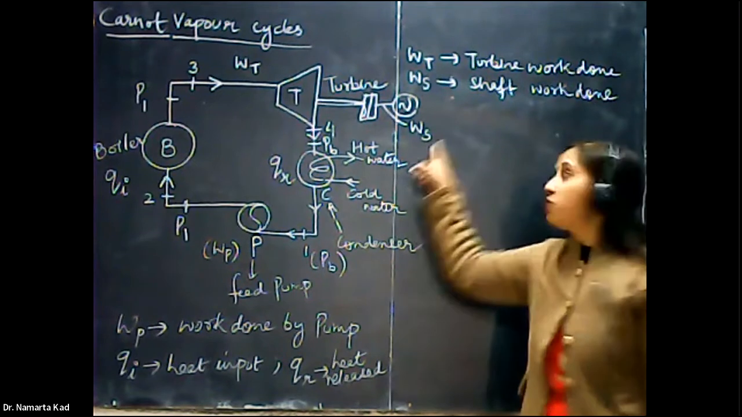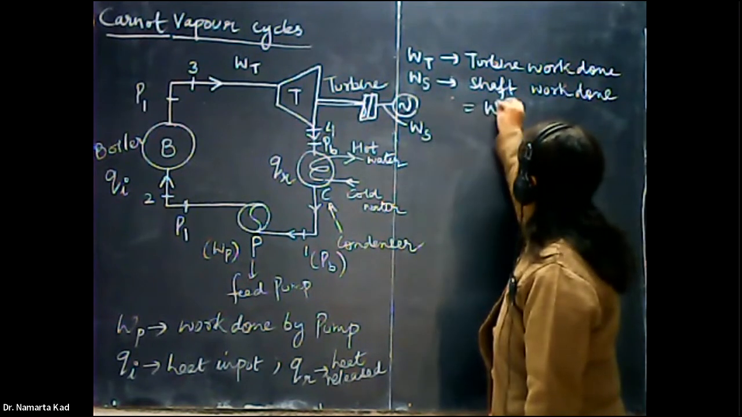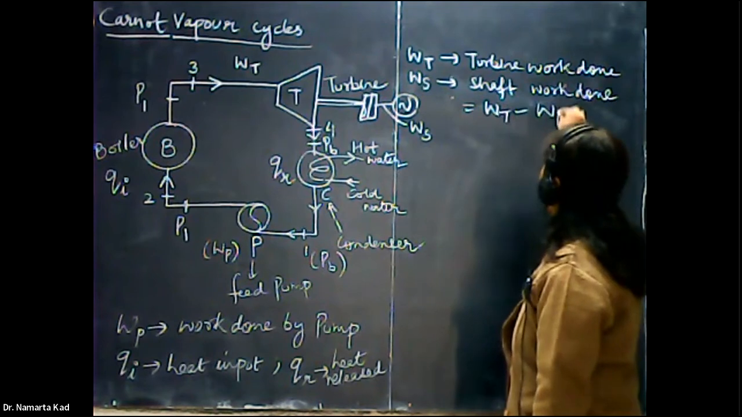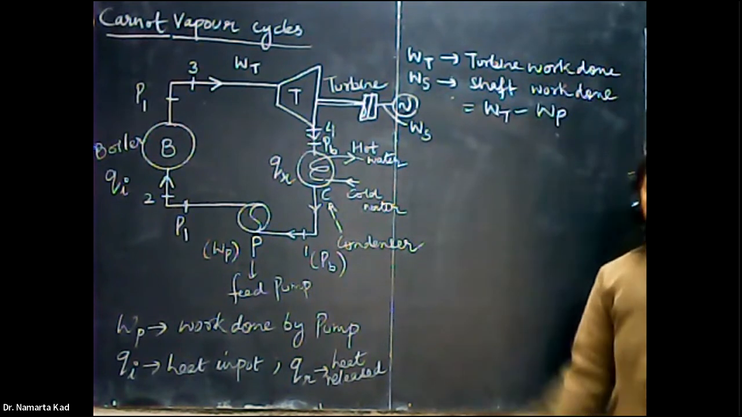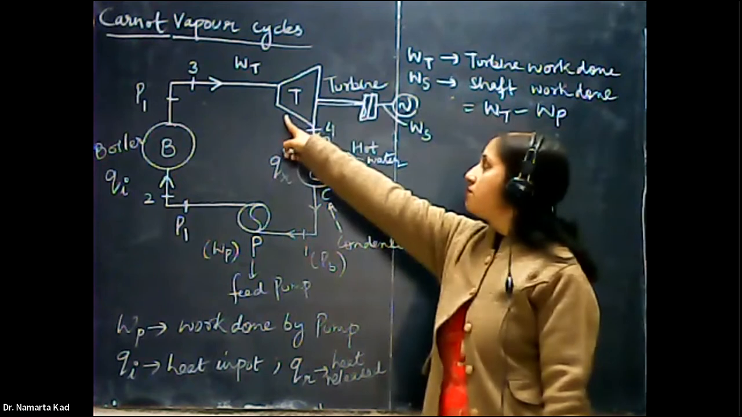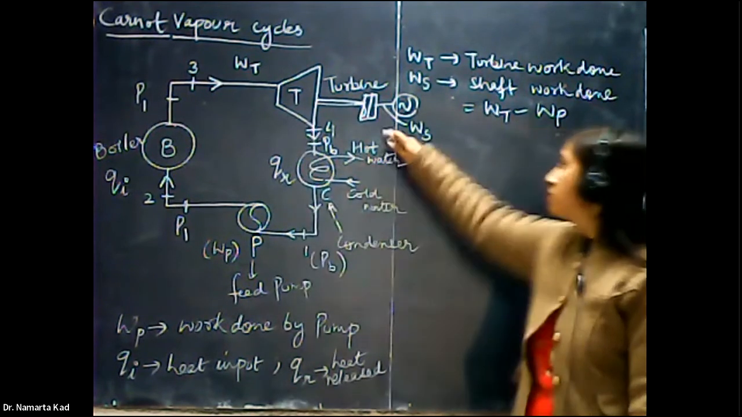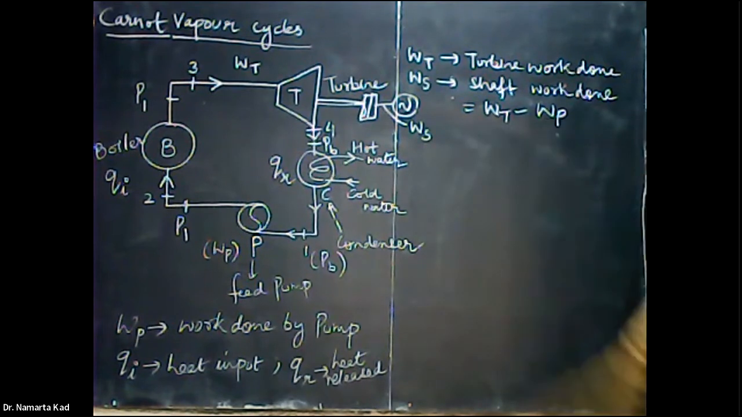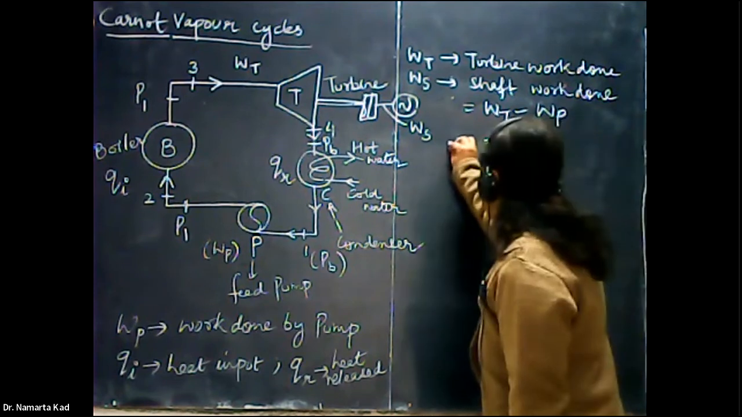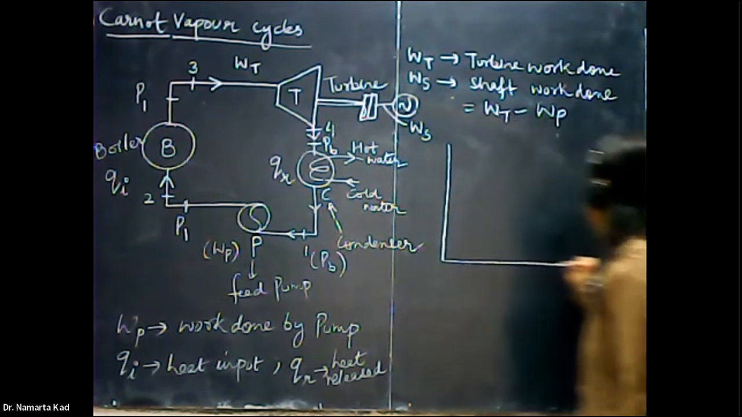Okay, this is the shaft, which is a common shaft between the turbine and the generator. So what is WS? This is actually WT minus WP. WT is the work done by the turbine, WP is the work done by the pump. So this is the net work done by the shaft, that is WT minus WP. Okay, so this is the complete labeled diagram for the Carnot vapor cycle. Now we have to draw one diagram for the temperature and pressure also.